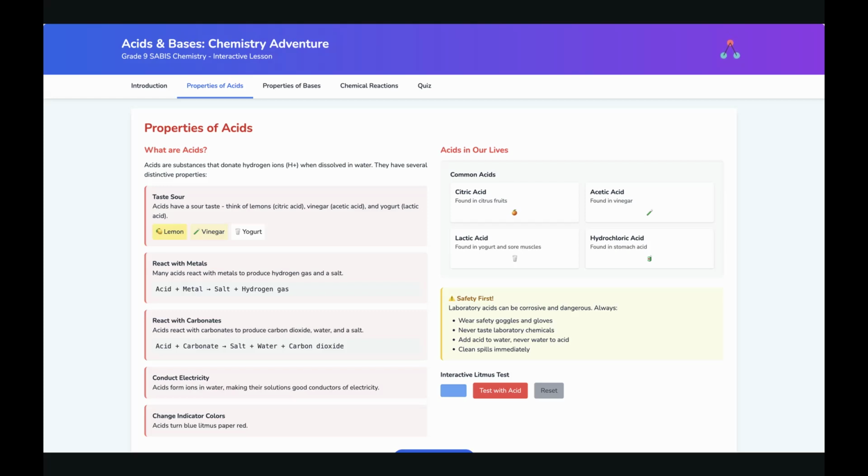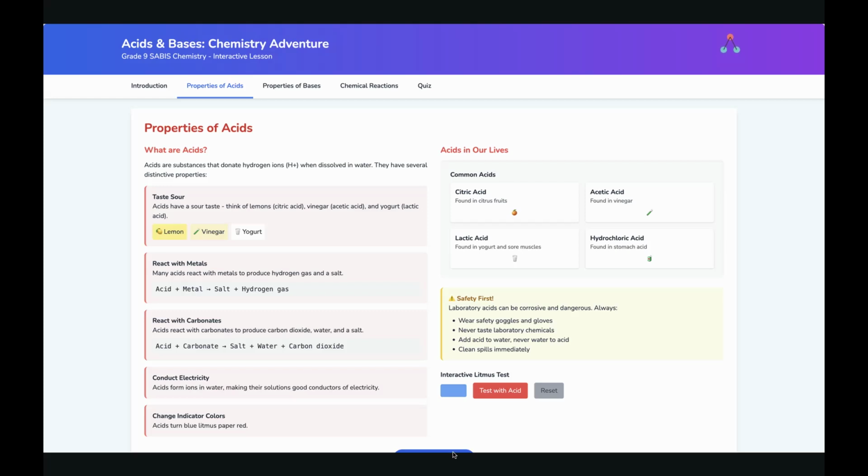Laboratory acids can be corrosive and dangerous, so always wear safety goggles and gloves. Never taste them. Add acid to water, never water to acid, and clean spills immediately. If you add water to acid, it might cause a reaction and spill over and hurt somebody. So always add the acid to water, not the water to the acid.